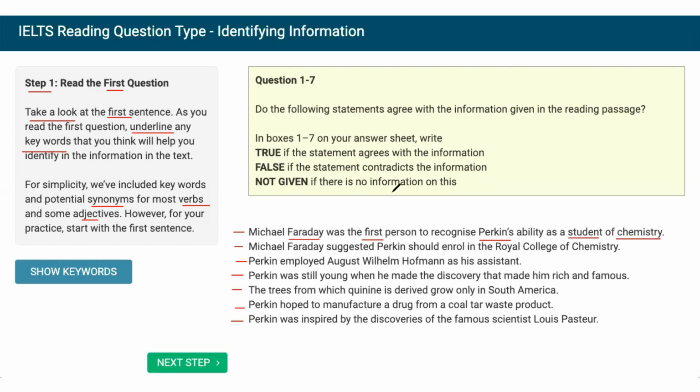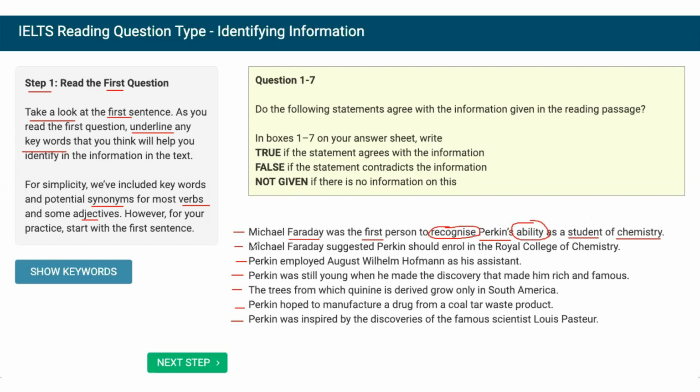If we look at the phrase again, it says Michael Faraday was the first person to recognize. Here's a verb, recognize. We could think of a different way to say that verb. It could be something like notice or the first person to realize. And if we look at ability, this is another way that we can look at a synonym. I would say aptitude or potential. So Perkin's aptitude as a student or Perkin's potential as a chemistry student.